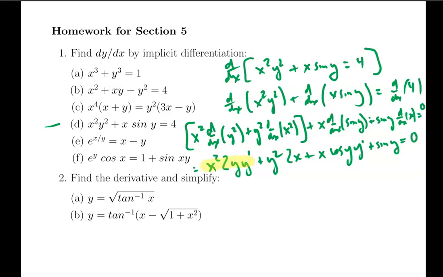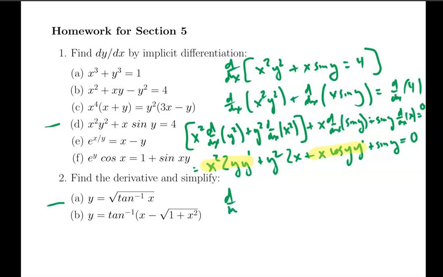Okay, so this and this go on one side of the equation, and then the other two items go on the other side. You factor out the y prime and divide. Okay. Again, I think this is just a function of practice. Again, let's take a look at A maybe.